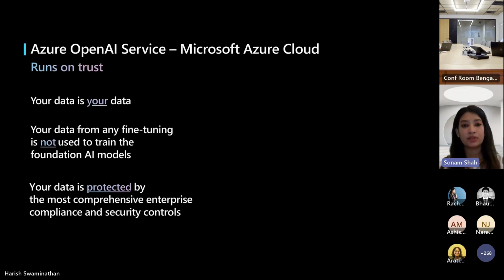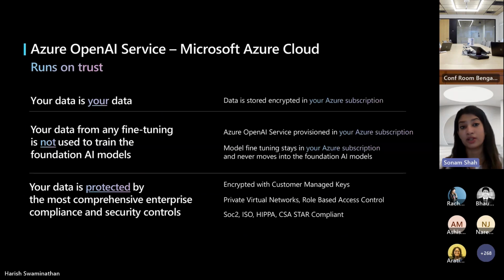Finally, I think it is important to highlight that Microsoft runs on trust. But what does it really mean for customers? Customers are mainly concerned about, hey, where is my data? Or who can see my data? Who can use that data? So this data is stored encrypted in your subscription, and we'll go into more details. What happens to the fine tuning data that you upload for those scenarios where fine tuning is required? So that data is not used for anything else. It is only used for your custom model training.